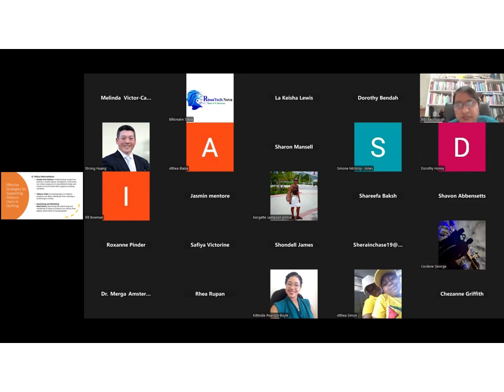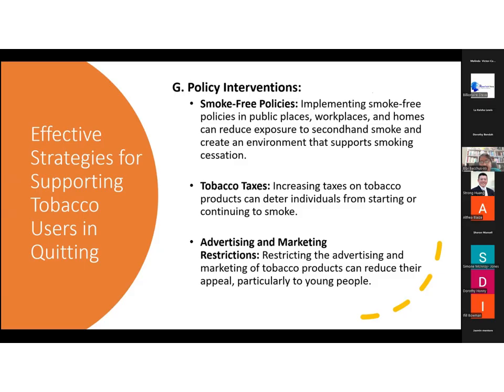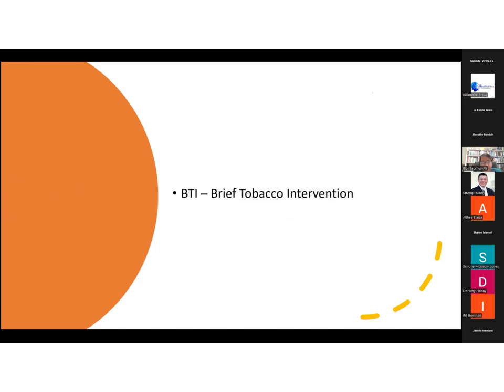So you need smoke-free policies, which implement smoke-free policies in public places, workplaces, and even in homes. So it reduces exposure to secondhand smoke. Tobacco taxes. Increasing taxes on tobacco products increases cost for it and will deter persons from purchasing these products. Advertising and marketing. Put strong restriction on advertising and marketing of tobacco products and do not support tobacco products. Don't have them support researches and all of these things.